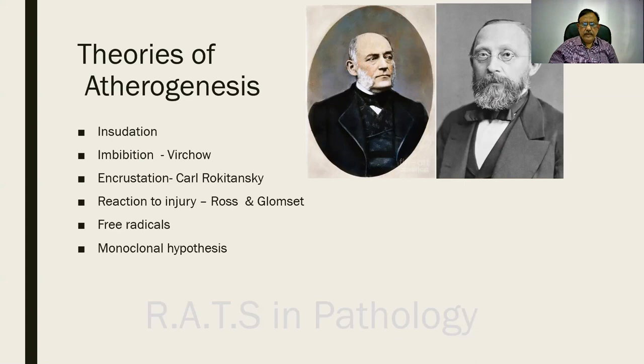Free radicals. Free radicals are having unpaired electrons. So they are quite powerful, they can cause damage. And the monoclonal hypothesis. So these are the various theories of atherosclerosis: theory of insudation, imbibition, encrustation, reaction to injury hypothesis, free radicals, and monoclonal hypothesis. Of these, I would like you to remember at least the reaction to injury and the monoclonal hypothesis.